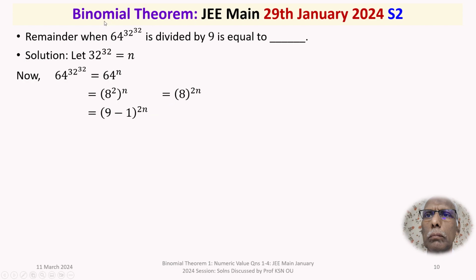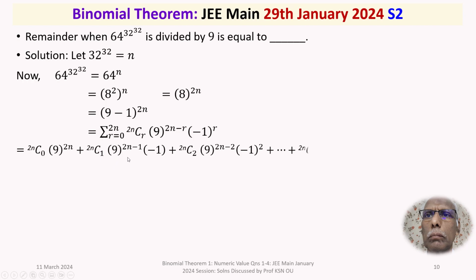Now we apply the binomial theorem, write down its binomial expansion. This will be equal to sigma r is equal to 0 to 2n, 2n cr into 9 to the power of 2n minus r multiplied by minus 1 to the power of r. Expand it: 2n c0, 9 to the power of 2n, plus 2n c1, 9 to the power of 2n minus 1 into minus 1, plus etc. etc. 2n c 2n minus 1, 9 to the power 1 into minus 1 to the power of 2n minus 1. This is the last but one term, plus the last term, minus 1 to the power of 2n.